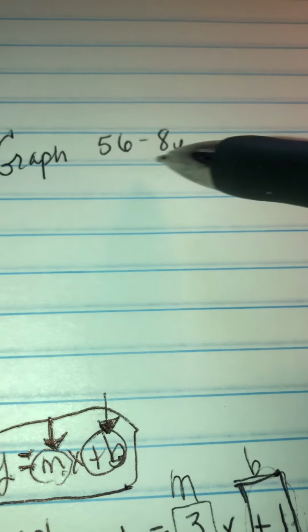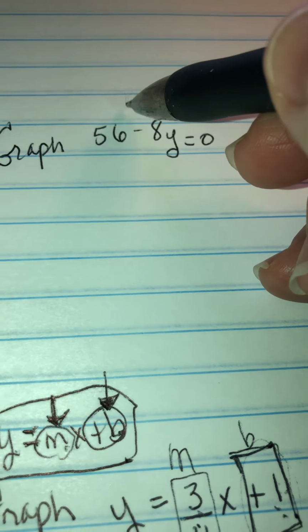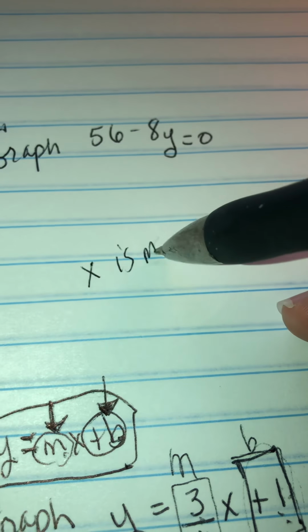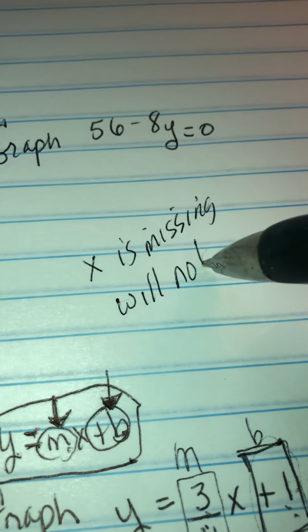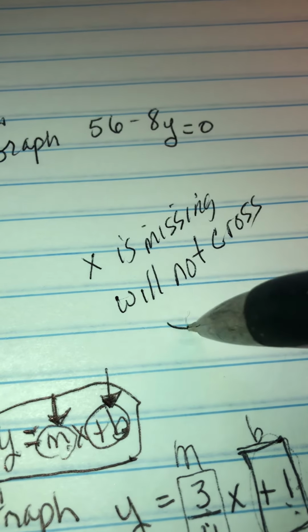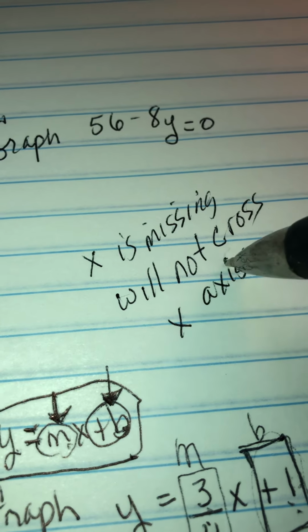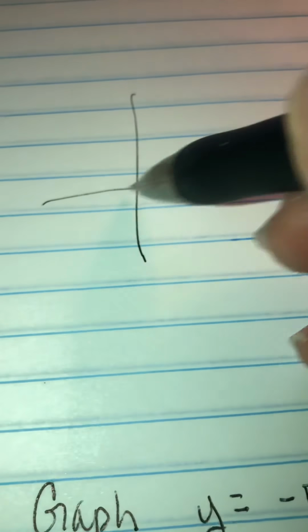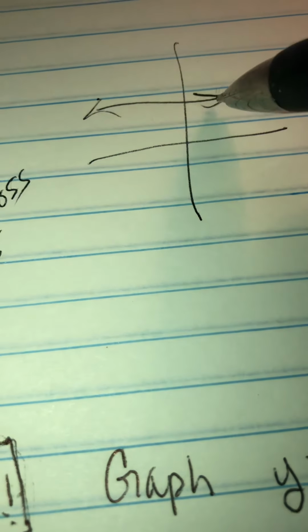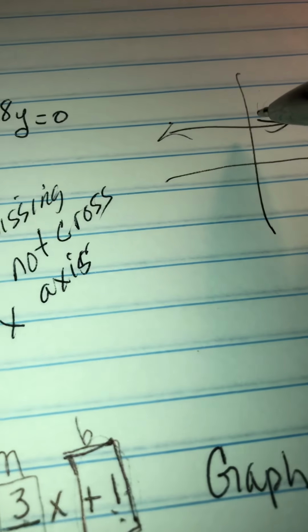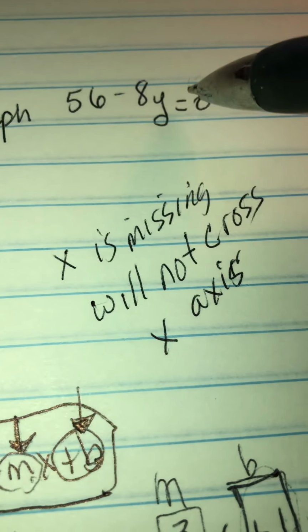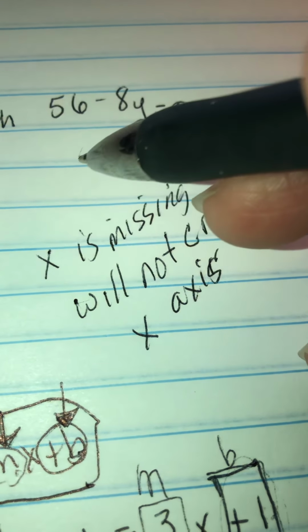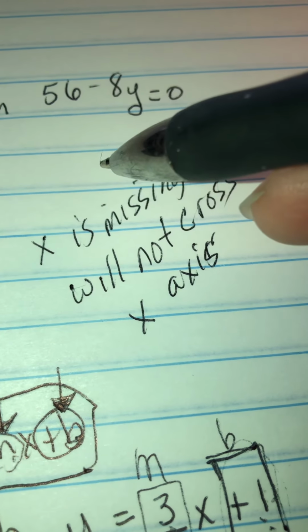Down here, this one, notice that x is missing. It will not cross the x-axis. Well, again, if you look at a graph, if you're never going to cross this x-axis, then it must be a horizontal line somewhere crossing the y-axis but never crossing the x-axis. So we need to find out, where is this line going to cross just the y-axis. So we're just like the other problem we did earlier when we had to get x alone. In this case, we're going to get y alone.